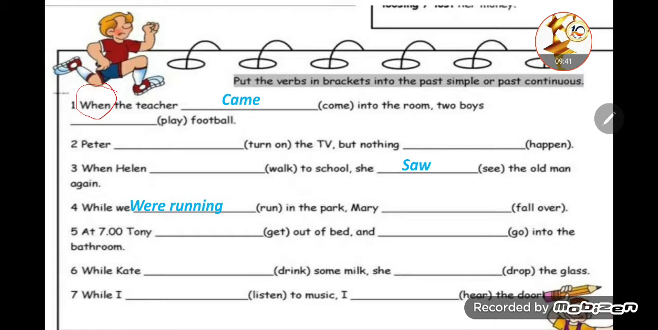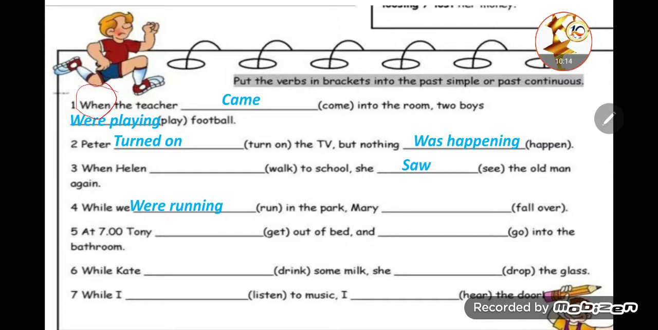Let's see the answers. Correct. Came and were playing football. 2. Peter turned on the TV but nothing happened. Okay. Let's see. Peter turned on the TV but nothing was happening. Here I don't have any keyword. This sentence I guess that I should use was verb ing in the second part because I turned the TV but nothing was happening. Not nothing happened, nothing was happening.